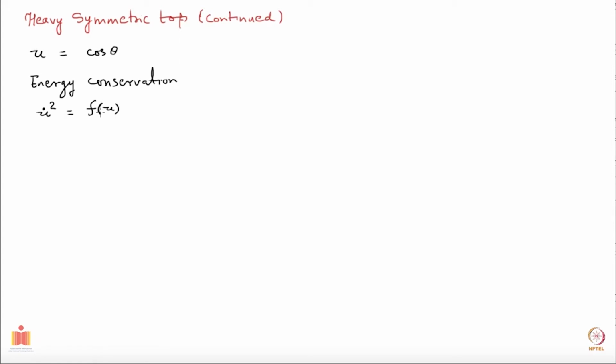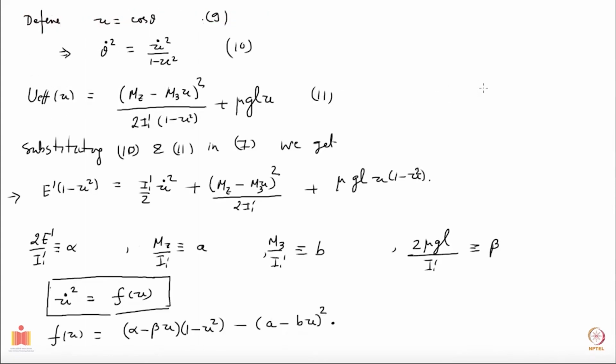a one dimensional problem. Okay, and here our f of u we found out to be alpha minus beta u times 1 minus u square, minus a minus b u whole squared. Okay, that's what we found. Let's go back and see. Somewhere here it should be. Okay, and also you see that beta is positive. You have 2 mu g L over I1 prime. Okay, so beta is positive.